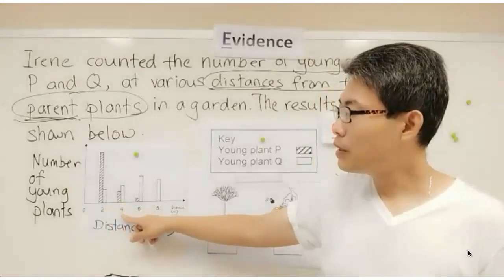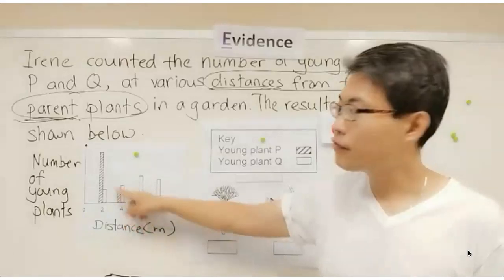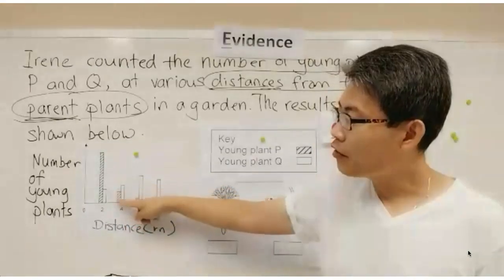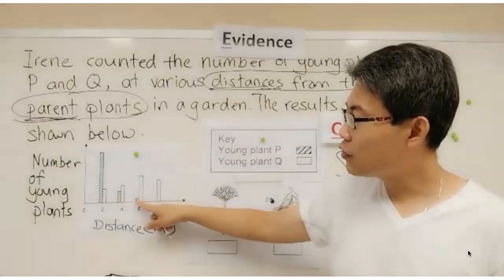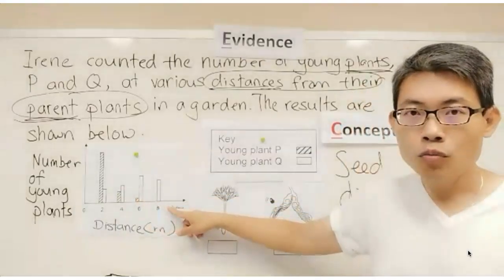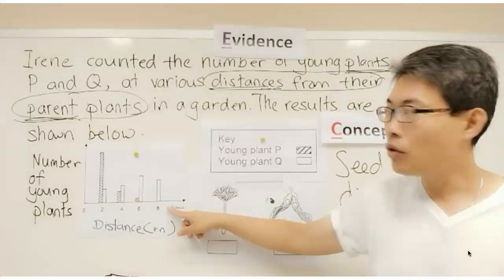And then further away, about 4 meters, there are very much fewer, we see a decrease in the number of plant P. And even further at 6 meters, even fewer. And at 8 meters, no more young plant P at all.